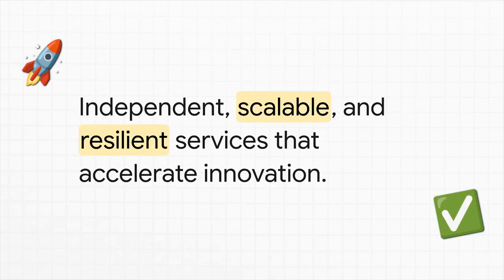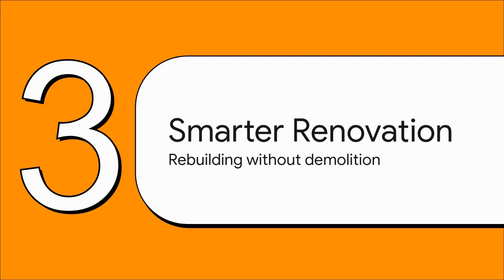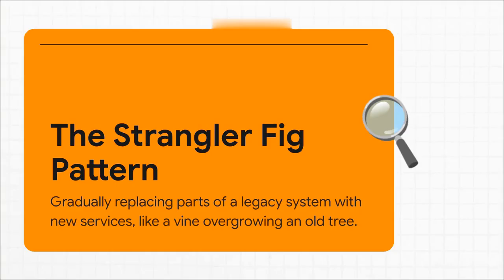Right, this all sounds great in theory, but the idea of actually doing it, of taking a bulldozer to that old mansion all at once, is absolutely terrifying. I get it, it's a huge risk. But here's the really good news. You don't have to. There's a much, much smarter way to do this renovation. And the strategy has this fantastic name, the strangler fig pattern. And the analogy is just perfect.